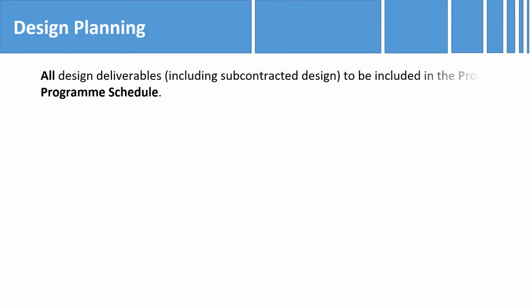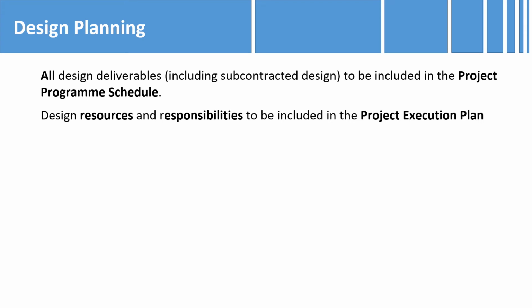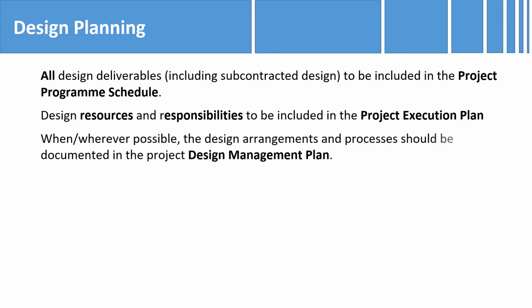All design deliverables must be detailed in the project program schedule, as well as organograms and job descriptions. Design resources and responsibilities should be documented in the project execution plan. Ideally, the design arrangements should be documented in a project design management plan.